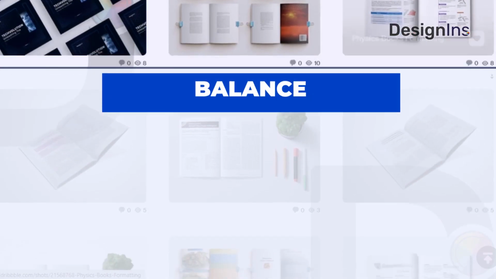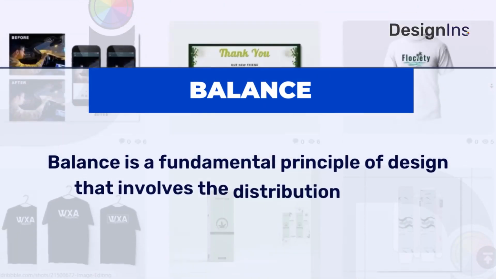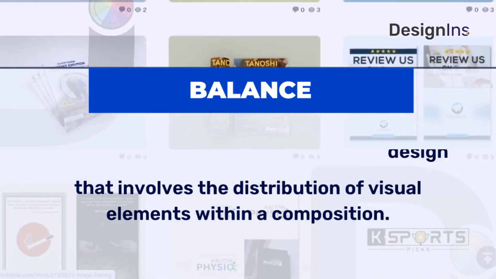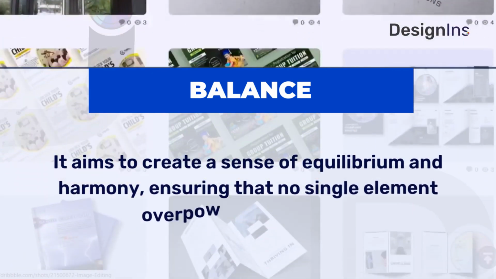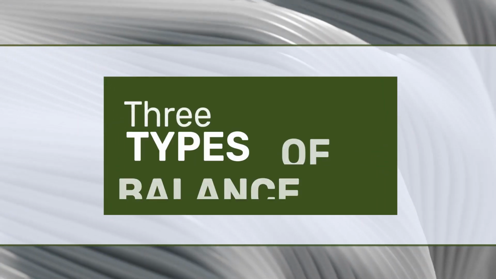Our next principle of design is balance. Balance is a fundamental principle of design that involves the distribution of visual elements within a composition. It aims to create a sense of equilibrium and harmony, ensuring that no single element overpowers the others. There are 3 types of balance that designers employ to achieve different effects.